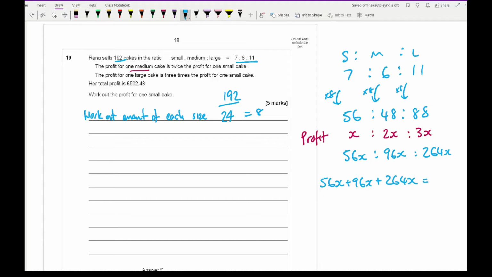So if I add all these numbers up, I've got 56x plus 96x plus 264x, that's going to equal £532.48. Adding all of these three numbers up, I get 56 plus 96 plus 264 gives me 416. So I've got 416x equals 532.48. Let me just work that out, and x is equal to £1.28. So in terms of the profit for one small cake, the answer is going to be £1.28.